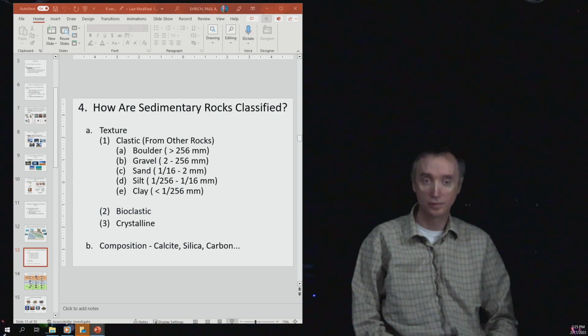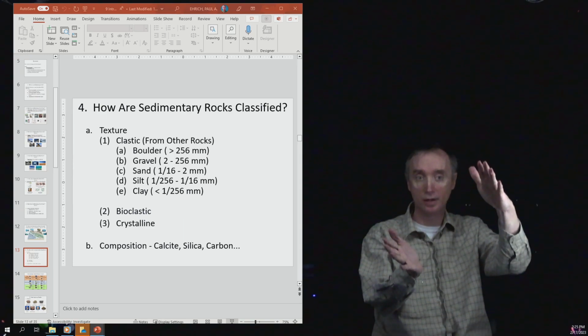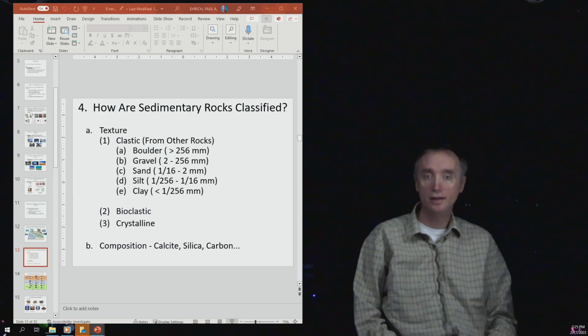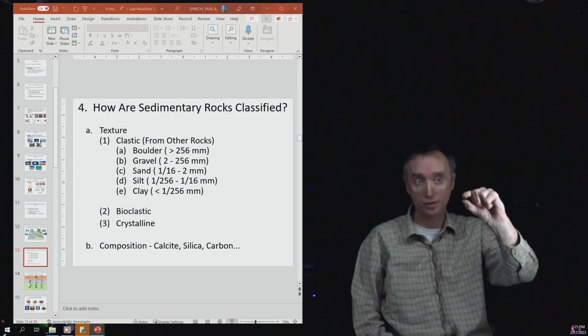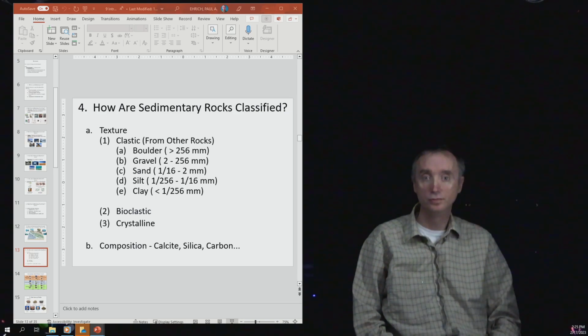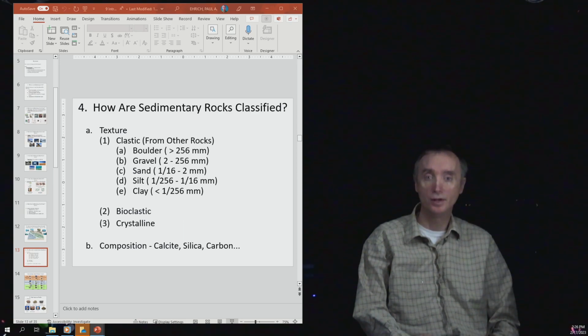So let's first talk about the clastic textures, which are based on the size of the grains that are going to be glued together. You could have boulders, which are going to be greater than 256 millimeters, which is going to be about this big. Then anything between 2 millimeters, so about that big, up to 256 millimeters is going to be considered gravel. Then anything between 1/16 and 2 millimeters is going to be considered sand. Then you've got silt, which is between 1/256th of a millimeter up to 1/16th of a millimeter.